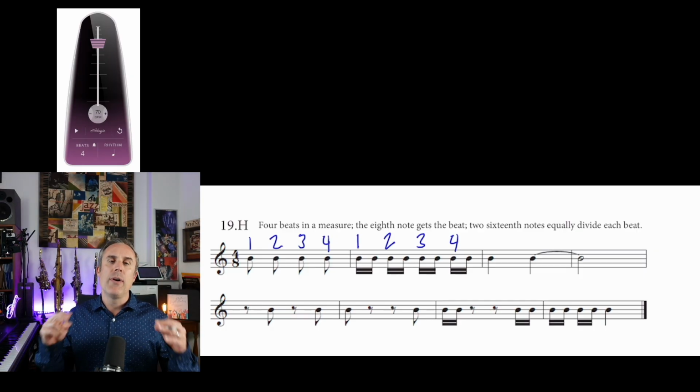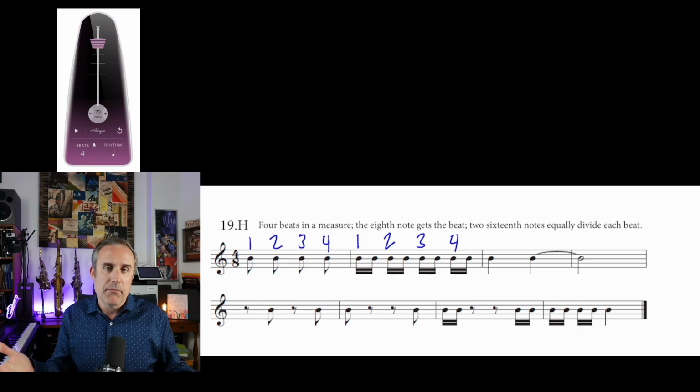1, 2, 3, 4. T, T, T, T, Tik-A, Tik-A, Tik-A, Tik-A. And there it is. Very straightforward, very easy to adapt to a new time signature in the Tik-A verbiage.